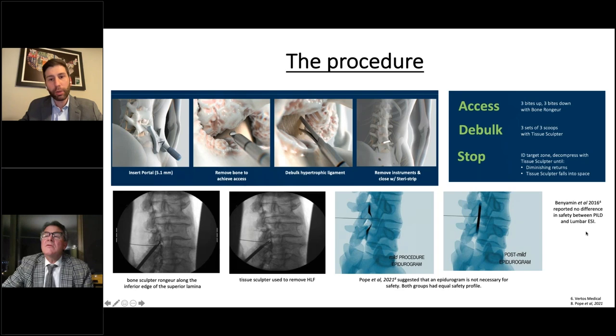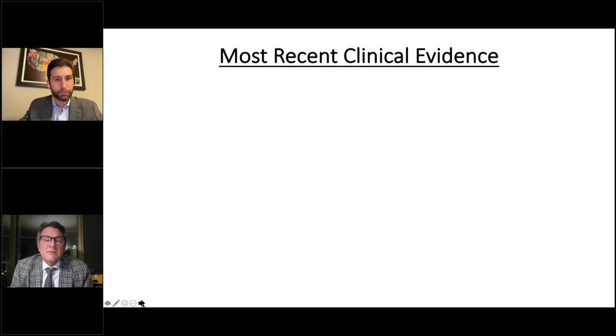So you want to think about three things: access, debulk, and stop. Three bites up, three bites down. Debulk, you're going to do three scoops, and then stop. You're going to identify your target zone and decompress that area, so you minimize any risk of damage.